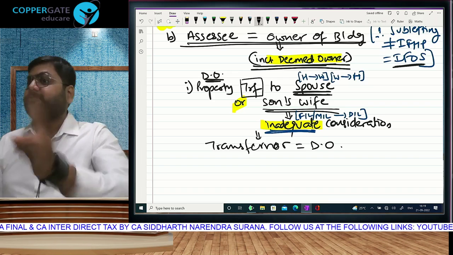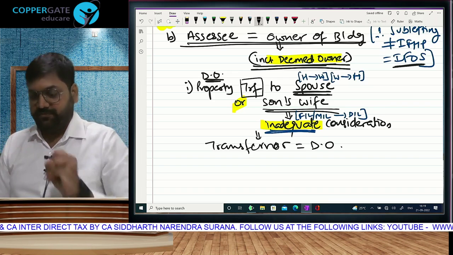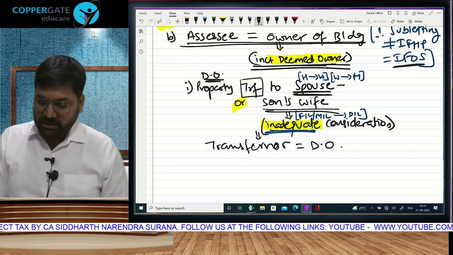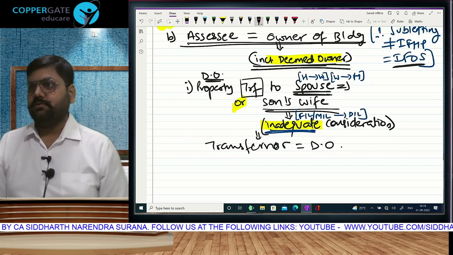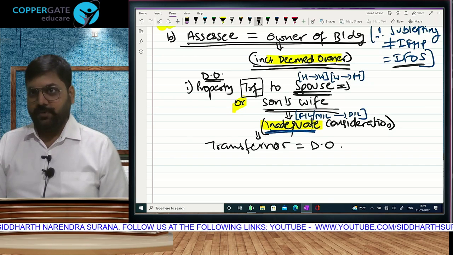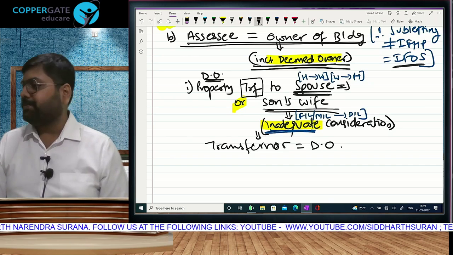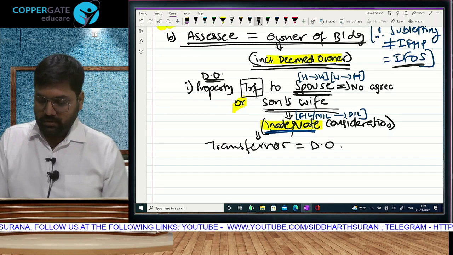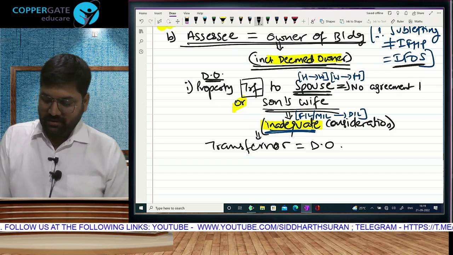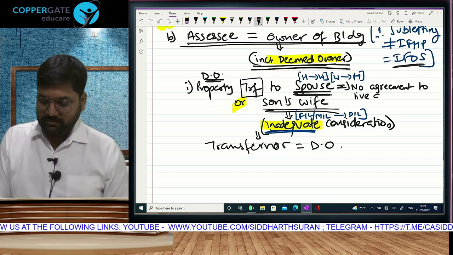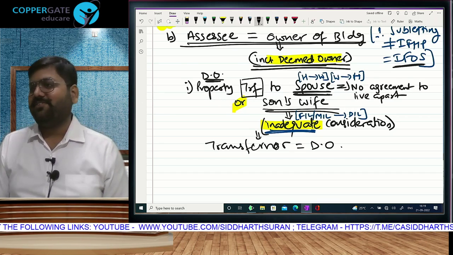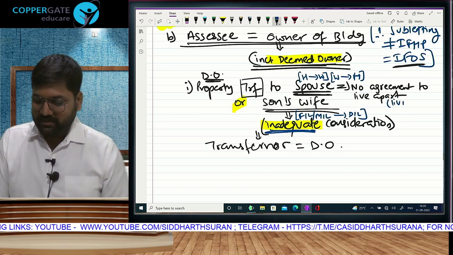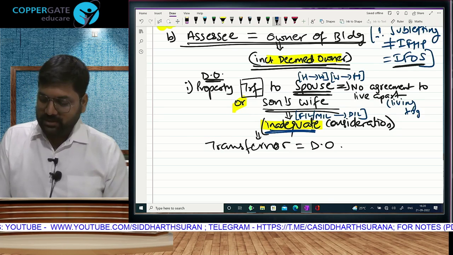For both the transferees, spouse or son's wife, what's the common condition? Inadequate. But for the spouse, there is an extra condition. For spouse, this point will apply only if there is no agreement to live apart. English. Simple language. They are living together. Then only this point will apply.